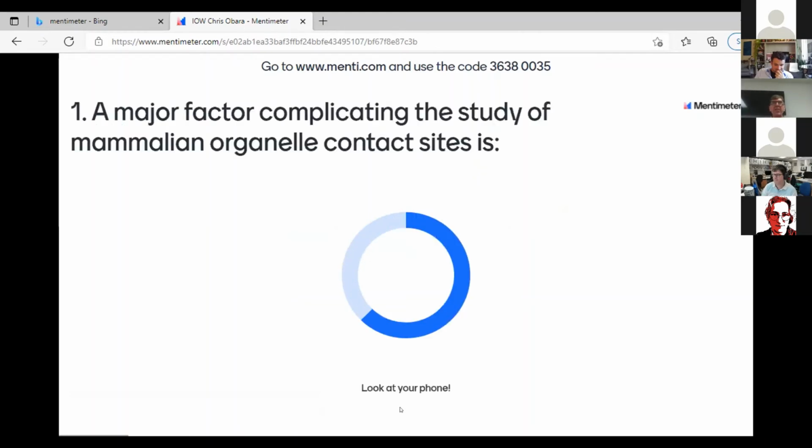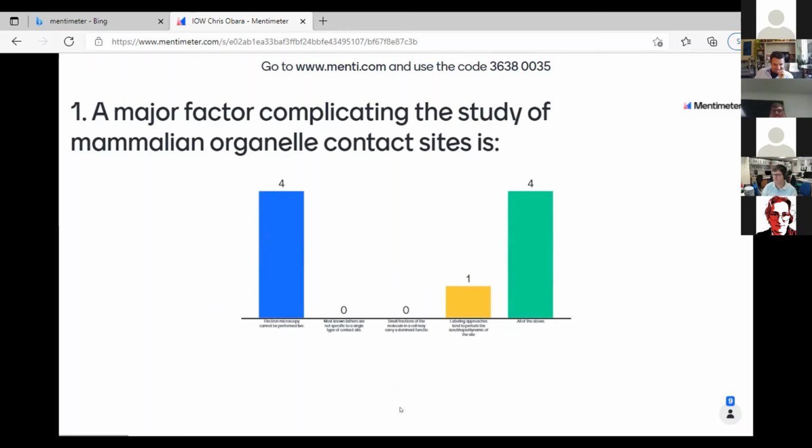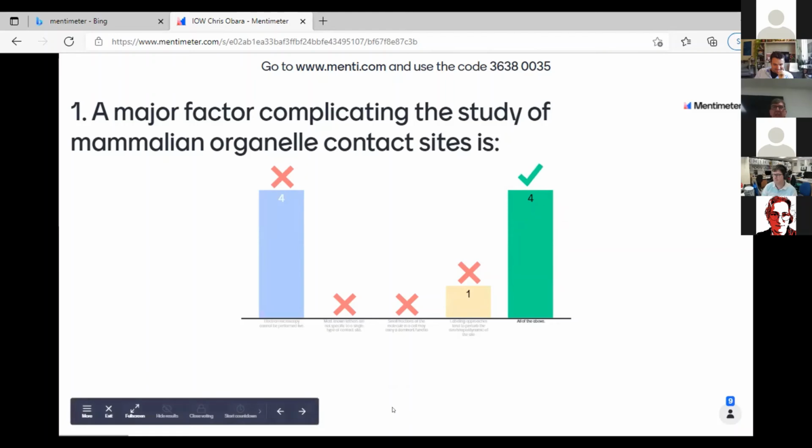A major factor complicating the study of mammalian organelle contact sites is: electron microscopy cannot be done in live cells. You have to read these yourself fast so I can say them out. And all of the above is option E. We got 4 good answers there. Okay, some people have got points. Let's see what we've got.